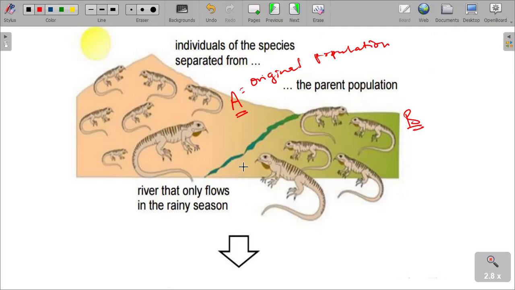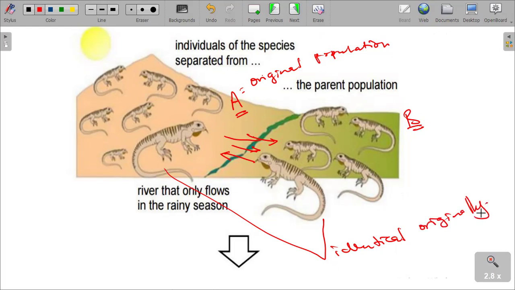What used to happen is that these lizards, these creatures that we are seeing here, used to move across this whole landscape, crossing from one side of the place to another, because there was a small river that was only flowing in the rain season. As you can see, these lizards actually look identical. They look alike. We can agree together that these two population species are identical originally. They are the same. There is nothing much different.